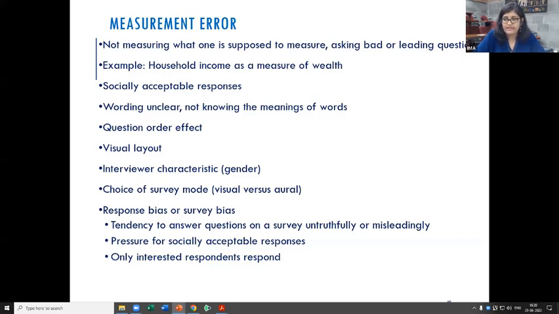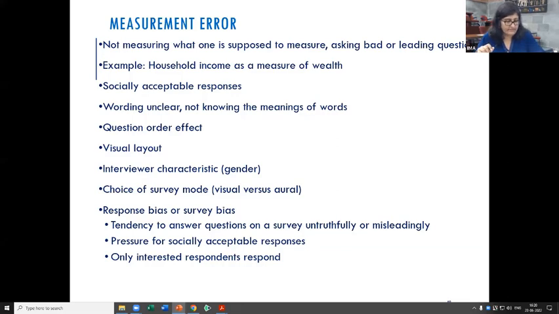Let's say there are 5 people doing in-person surveying, going door to door, but they all talk out their questions in different ways. One person is very fast, so the person giving answers cannot understand and just replies something, whereas another person takes their time and explains the question. Measurement error is whenever you are measuring something wrongly. Even question order effect is an example of measurement error.